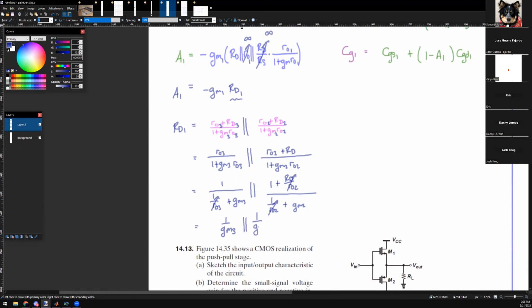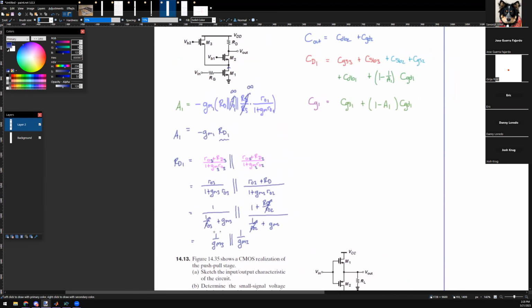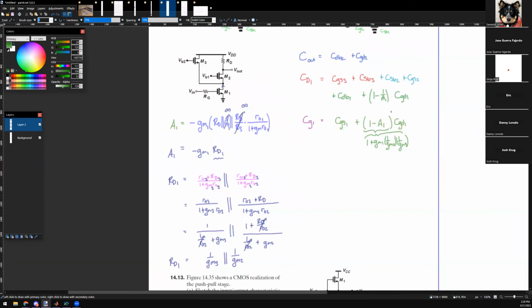You guys have any questions here? Are you okay with this? Yeah, I'm okay with it. All right, that's RD. So once you have RD, you have this, and then you have this. In other words, this A1 becomes 1 plus GM1 times 1 over GM2 in parallel with 1 over GM3. That's this term, and similarly here with the inverse.